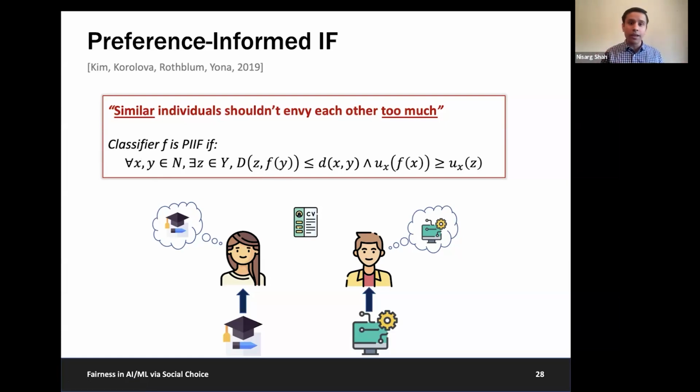Instead of that, what I'm going to say is that there should be some Z, some classification outcome that is not too different from the classification outcome of Y. So D of Z comma F of Y is at most the distance between X and Y, and agent X prefers her own outcome to at least that outcome Z. This now again allows us to give the academic position to the girl and the industry position to the guy, because the girl could just take Z equal to F of Y, and that would certainly satisfy this definition. So it's a little bit more relaxed than that.